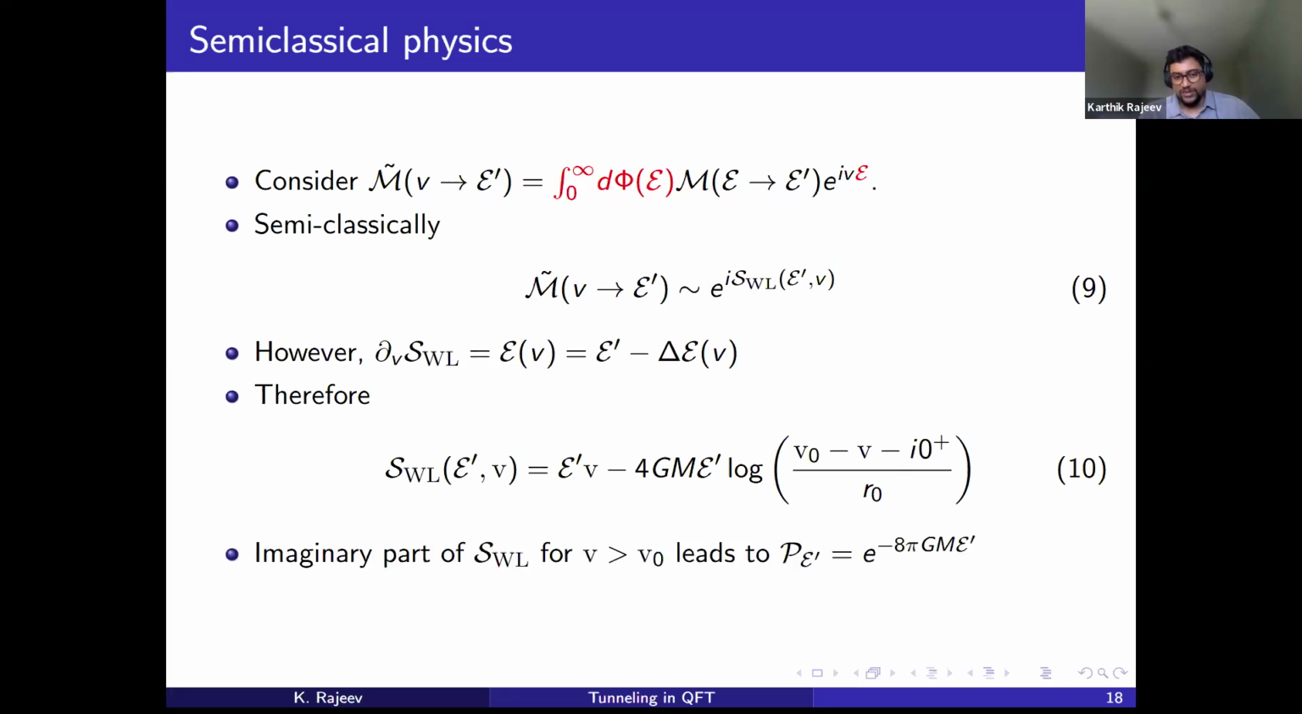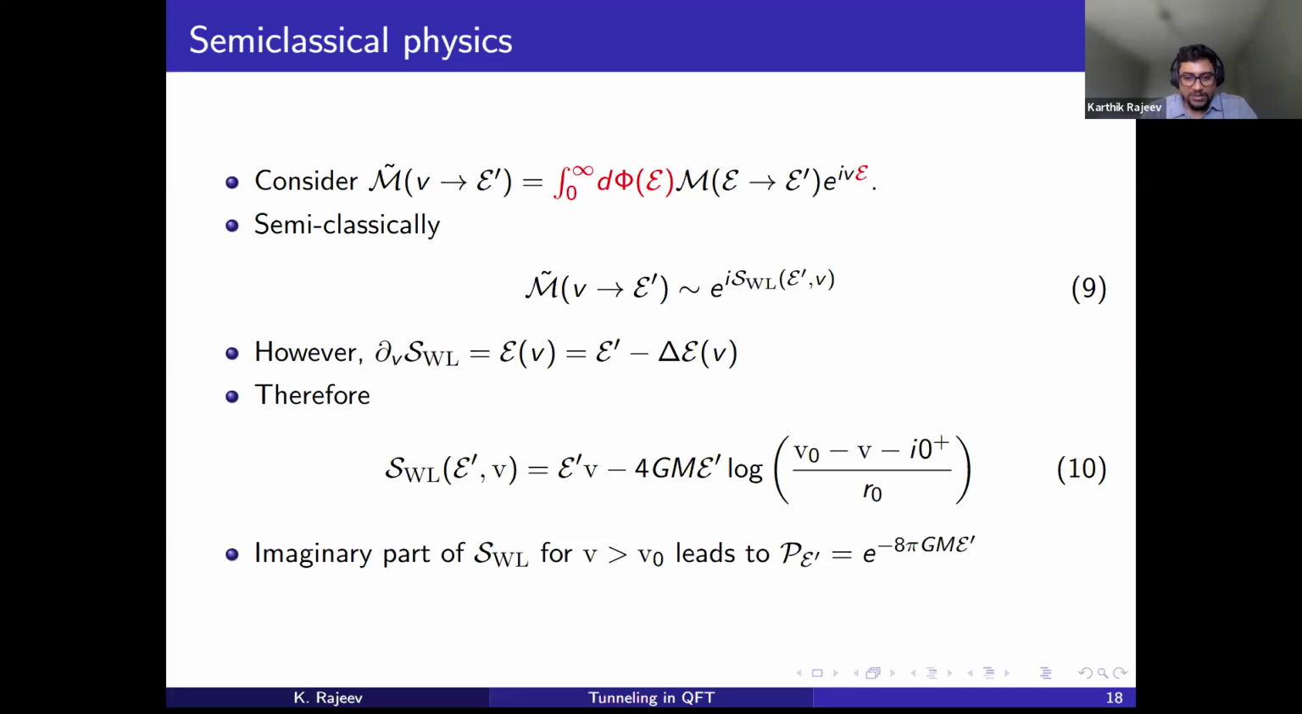So specifically, if you look at this action for region V greater than V naught, that is the classically forbidden region, because of this logarithm with the funny branch cut, you find that this world line action has an imaginary component. And the probability for pair creation is nothing but 2 times the exponential of 2 times the imaginary part of that world line action. So this is roughly how this is supposed to go.